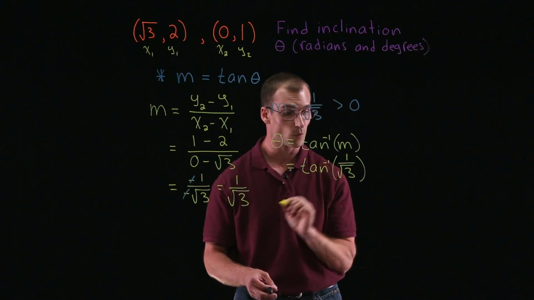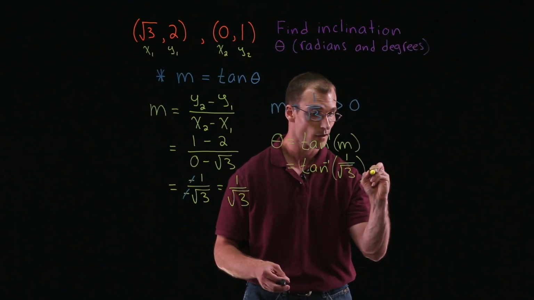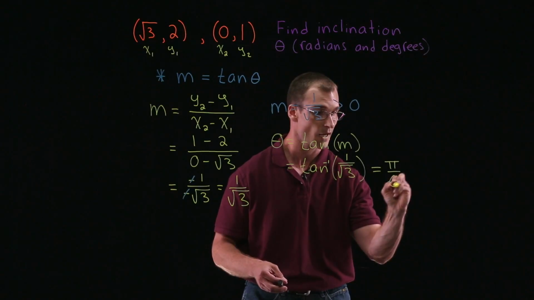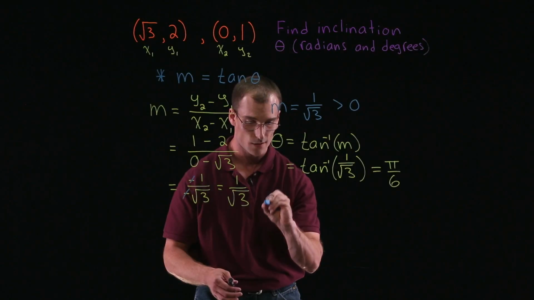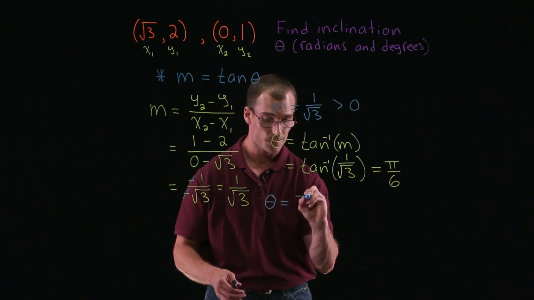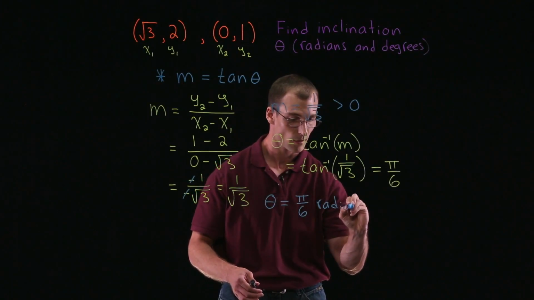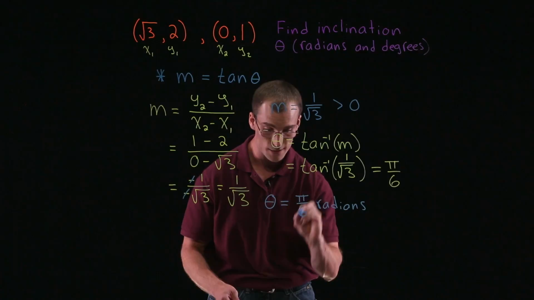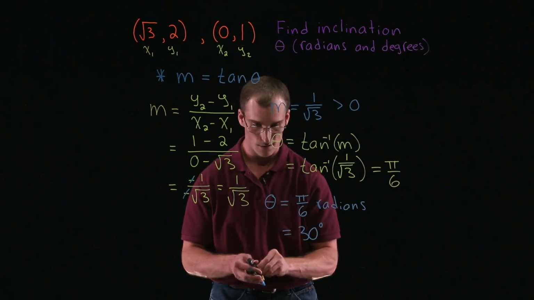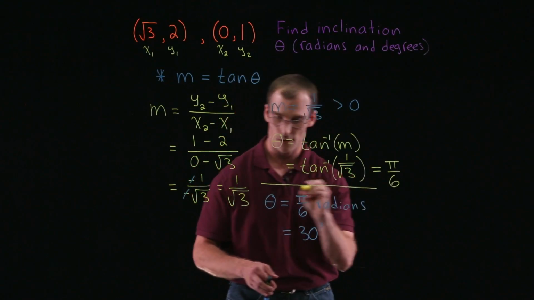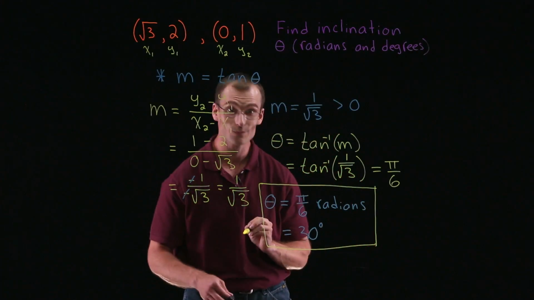So tangent inverse of 1 over square root of 3: tangent of what angle gives us 1 over the square root of 3? Well, that's pi over 6, at least right now in radians. So let's put it all together here. Our angle theta is going to be pi over 6 radians, and we also want that in degrees. So pi over 6 is also equal to 30 degrees. So there's our inclination in both radians and degrees. There we go. Thank you very much.